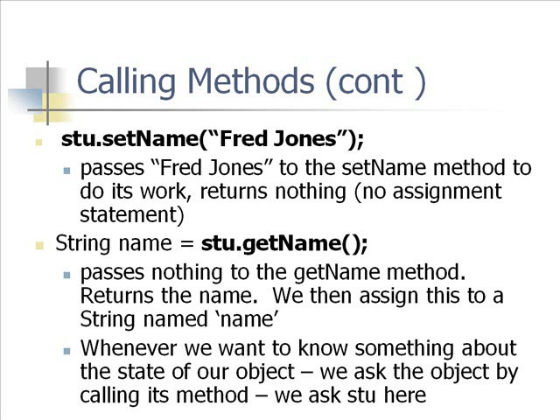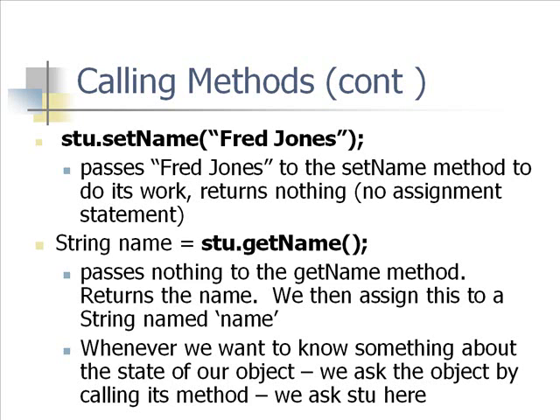It returns nothing, so we would typically put a call to a method that returns nothing, or void, without using any assignment statement. Here's another one. Now we want to ask the object stu, the object reference stu, what's your name? So we call getName. We don't pass it anything. Notice there's nothing in the parentheses, but we still need the parentheses. And it is going to return the name to us.